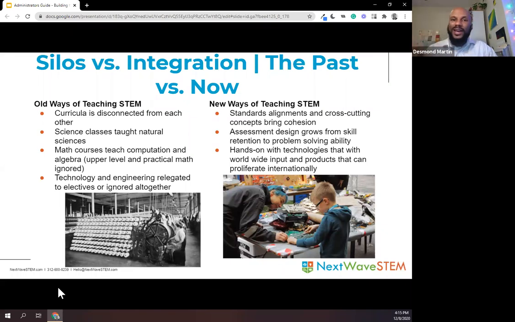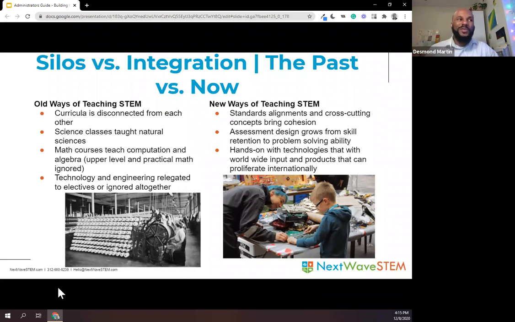In our sciences, our mathematics, and our technologies courses, the curricula is usually disconnected from each other. They don't have necessarily a whole lot, if anything, to do with one another. And we see those skill sets being developed in a vacuum. Science classes teach the natural science, chemistry, physics. Math courses teach computation and upper level algebra, and some more practical maths like statistics or even home economics are rarely taught, if not entirely ignored.